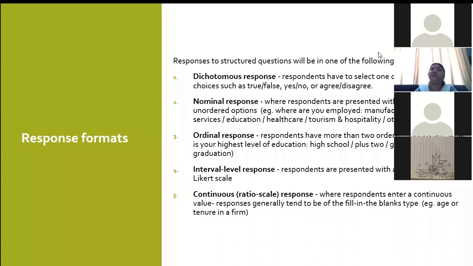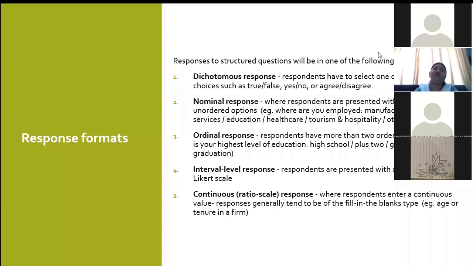So now this is nominal response. In the case of dichotomous response format, only two options will be there. He has to select either one response from the two responses available. In the case of nominal responses, many responses will be there and there is no ordering also. So the respondent has to select his choice.